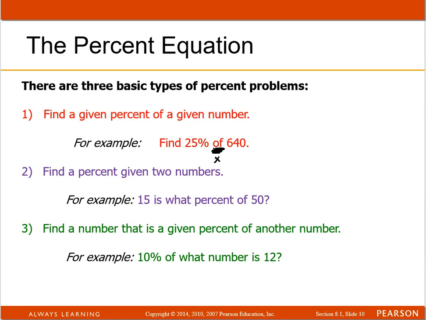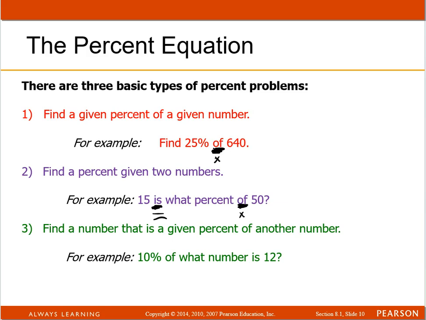The second kind says find a percent given two numbers. This one says 15 is what percent of 50? The word "is" is your equal sign, and the word "of" means to multiply.